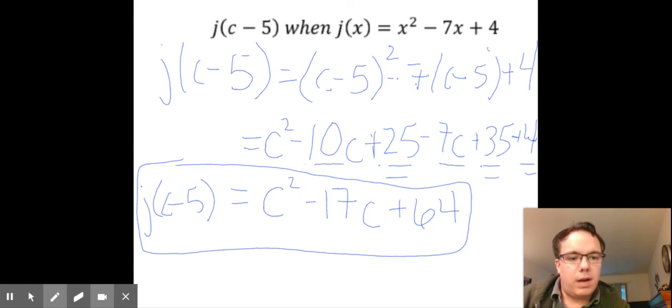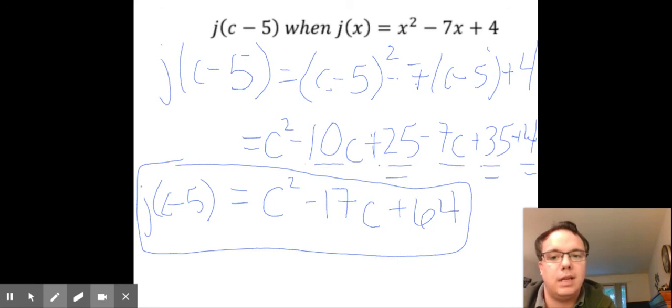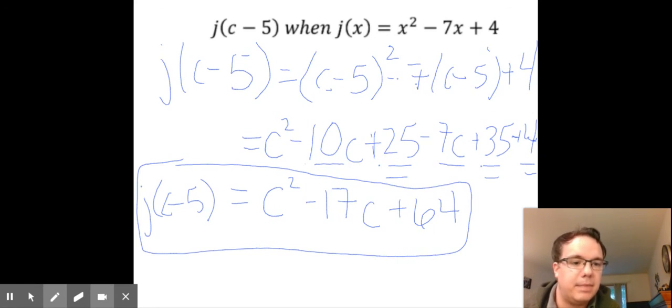So for that one, items in the domain can be expressions. So we know if we plugged in c minus 5 into this function, out we get another expression with c, which is c squared minus 17c plus 64. So we're still using the function as a machine to plug in something from the domain to get something out of the range.